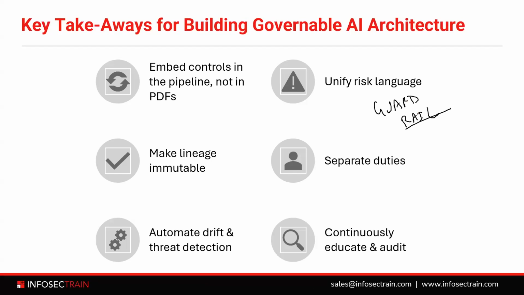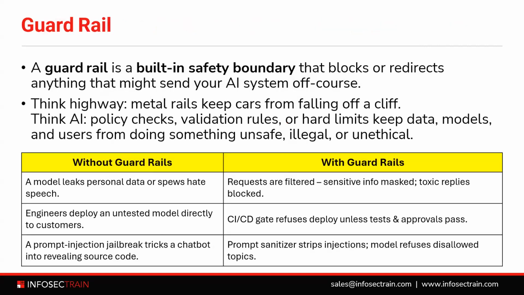It is basically a buzzword nowadays in the industry. Is it clear? What is a guardrail? Let me explain. A guardrail is a built-in safety boundary that blocks or redirects anything that might send your AI system off course. Is it clear?